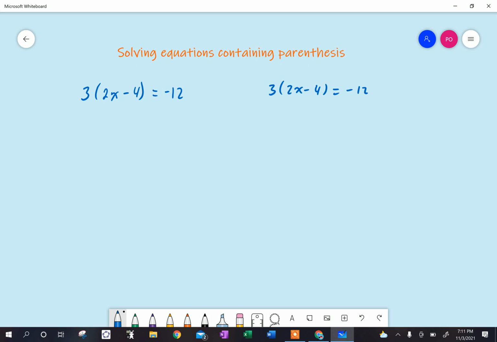I'm going to do a video on solving equations containing parentheses. What I'm hoping you guys will remember is that when you have parentheses, it means that you can distribute. And so that's what I'm going to do here. I'm actually going to solve this problem two different ways. But the first way I'm going to do is I'm going to show you what happens when we distribute.